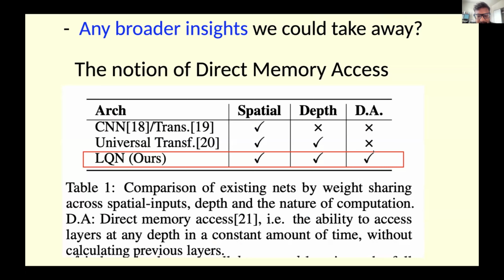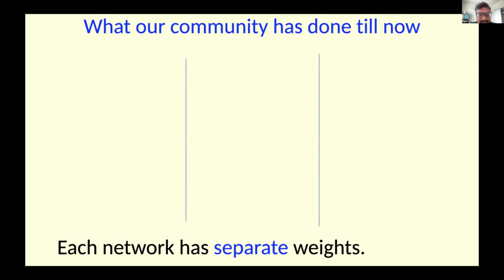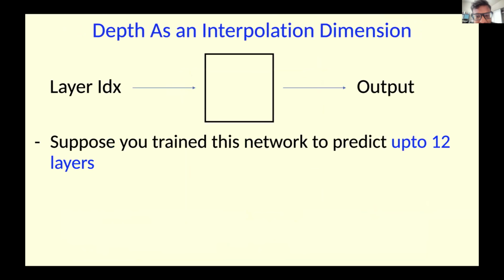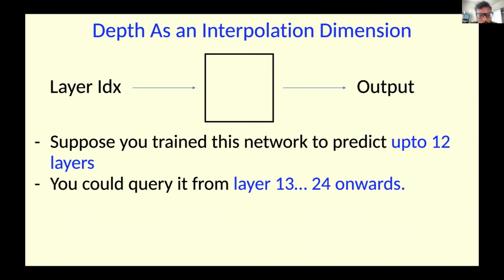So in our case, it has all of these properties, and it's actually helping us do a weird sort of experiment. Let's say you have a teacher and you trained it to predict up to 12 layers. Since the network just takes the layer index as input, let's say you query it from layers 13 to 24 onwards and look at the output. Is it giving you better features? Is it able to generalize to features which were never even seen during training?